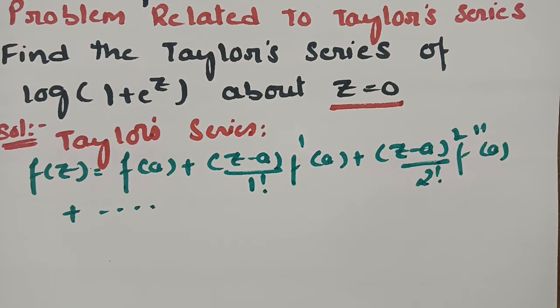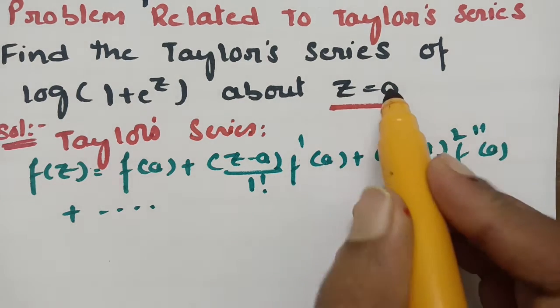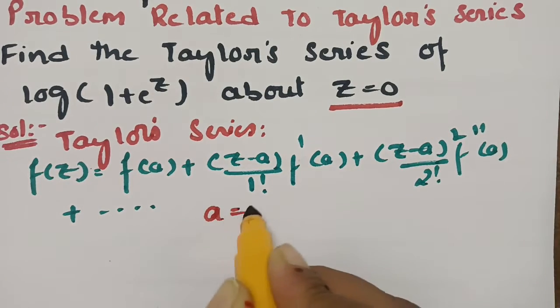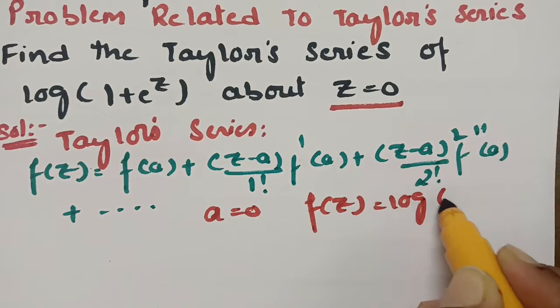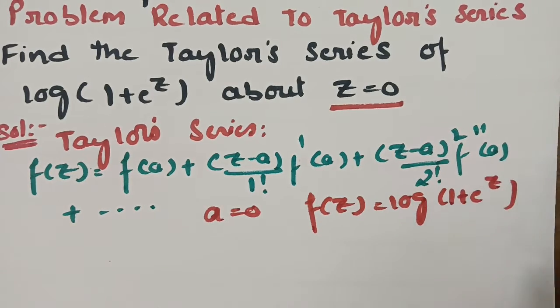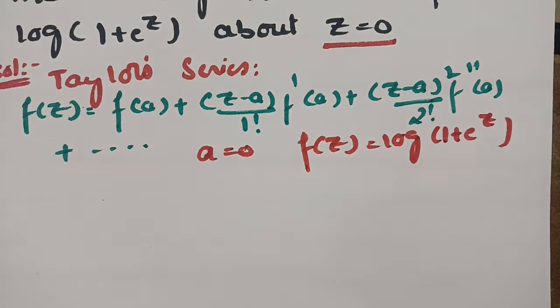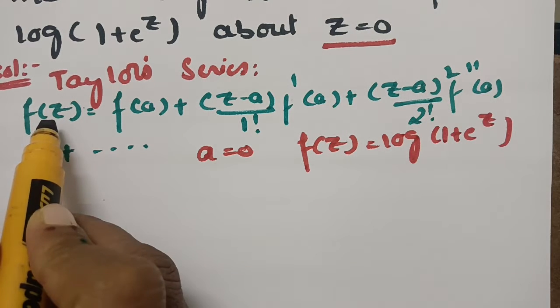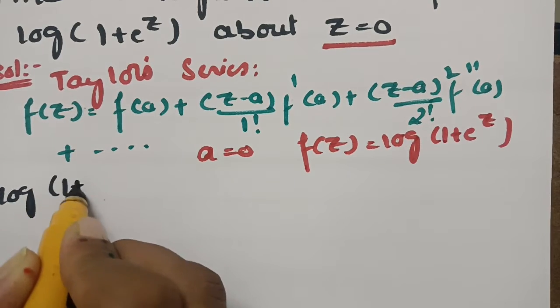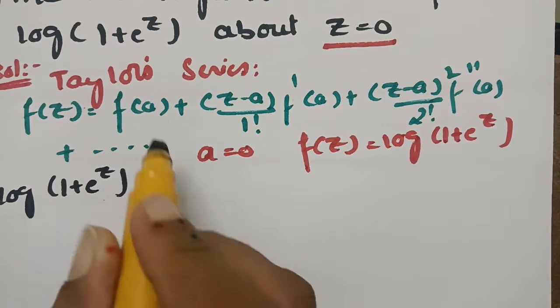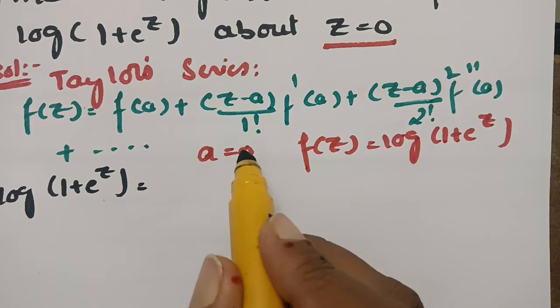See here, clearly a is equal to 0, and f of z is log of 1 plus e power z. Now in place of f of z, I am writing log of 1 plus e power z, and in place of a, I am writing 0.